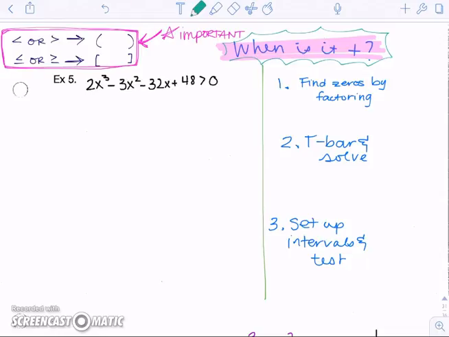So I'm going to start by factoring to find my zeros. In this case, I'm looking at a cubic with 4 terms, and the only way I know how to factor this is to do factor by grouping. So take a GCF out of the first 2, and I'm looking at an x squared. That leaves me with 2x minus 3.